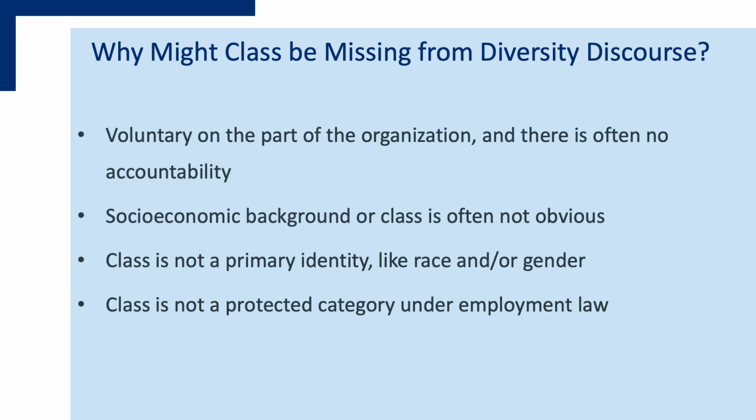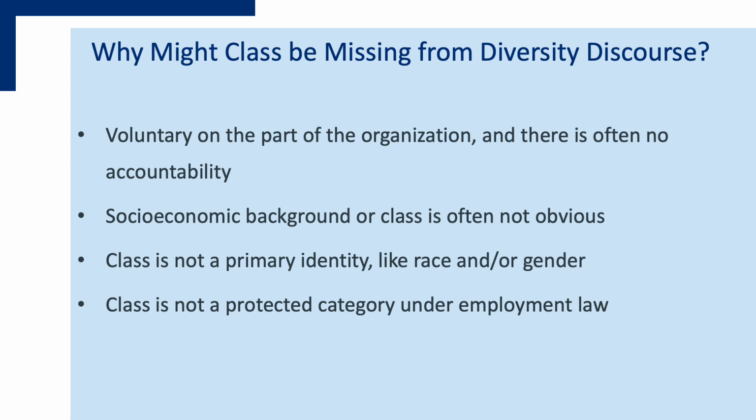Now that we've seen that socioeconomic differences are not a part of the discourse of diversity, let's turn to the reasons why this might be the case. First, organizations themselves are crafting diversity statements and programs voluntarily. There is often little oversight or accountability for meeting stated goals, if stated goals are even present. Next, a person's socioeconomic background is not always obvious when you look at them, as class is not a primary identity like race or gender.